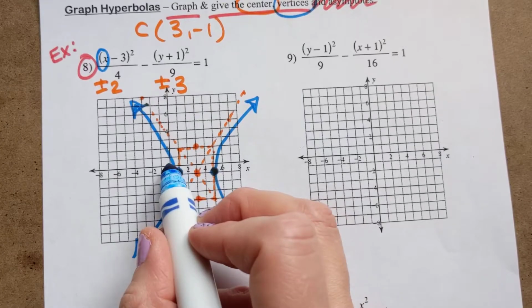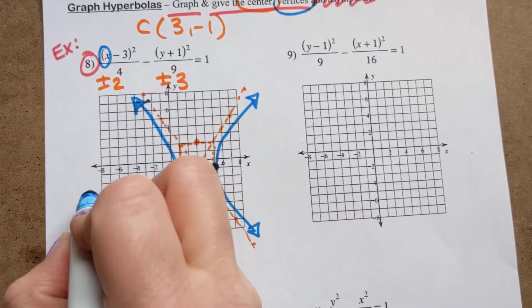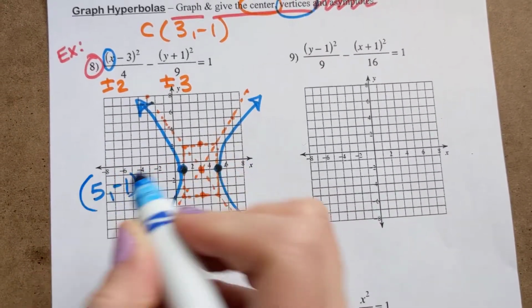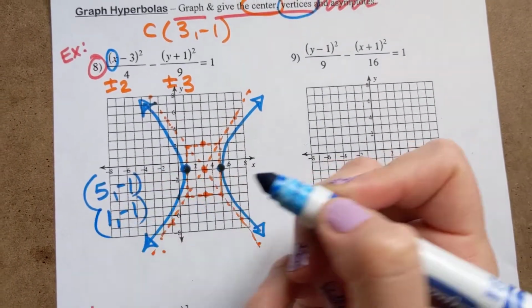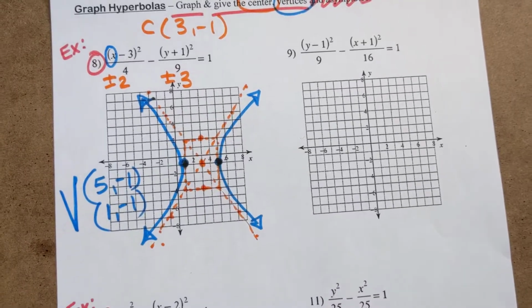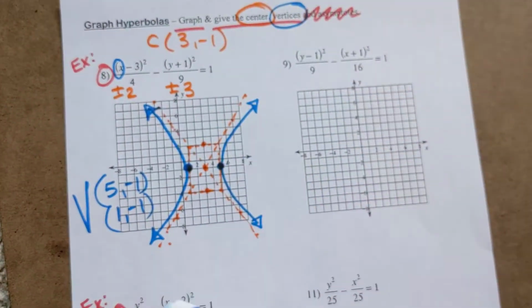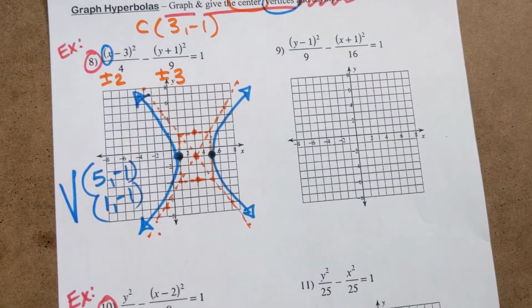And you can really just look at the picture, count over. So 5, -1 is one of them. Here, this one is over 1, down 1. And those are your vertices, put a big maybe V, and that way on your paper I can find center, and I can find vertices, and I know the difference between the two.